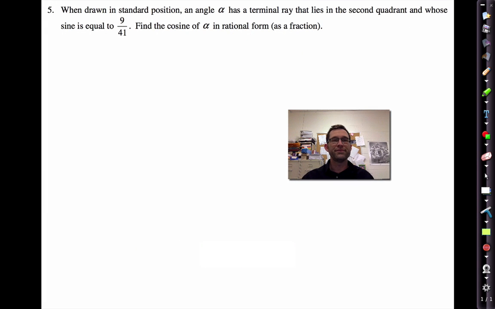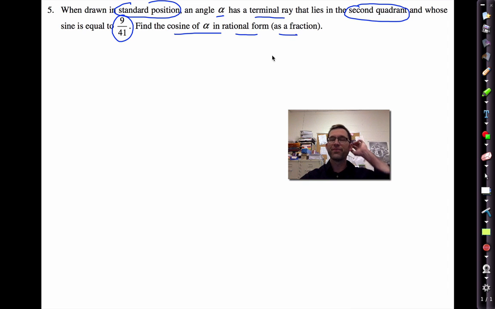Problem number 5. When drawn in standard position, an angle alpha has a terminal ray that lies in the second quadrant. That's very important. And whose sine is equal to 9 divided by 41. Find the cosine of alpha in rational form as a fraction. So I'm going to do this in 2 different ways, and then you can choose which way you find easiest.